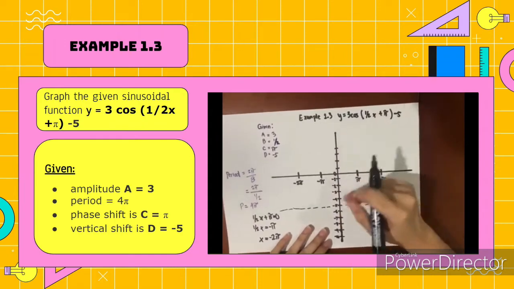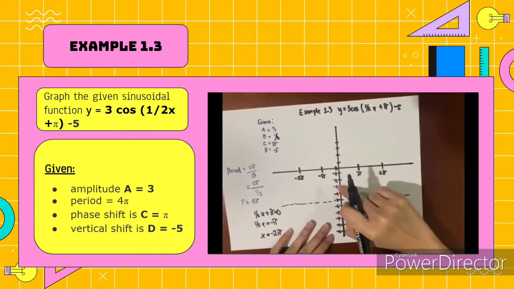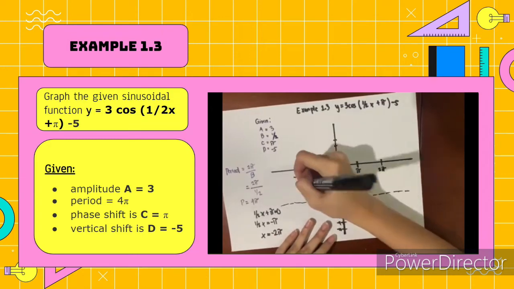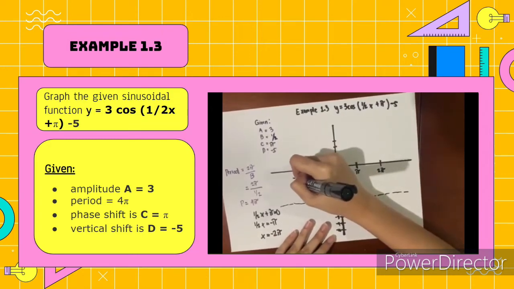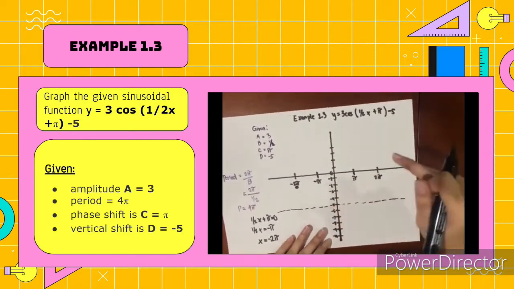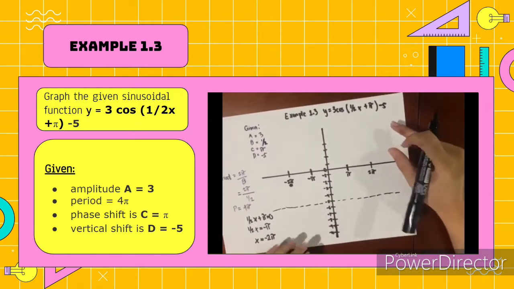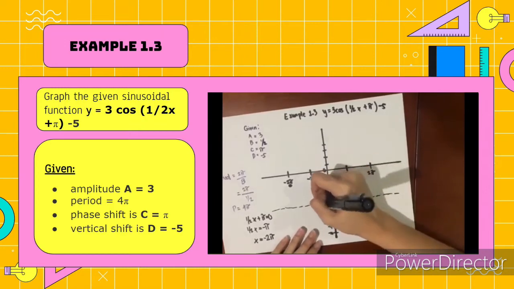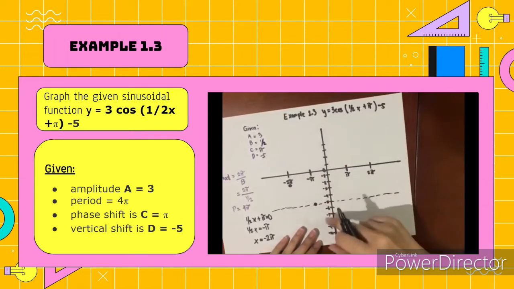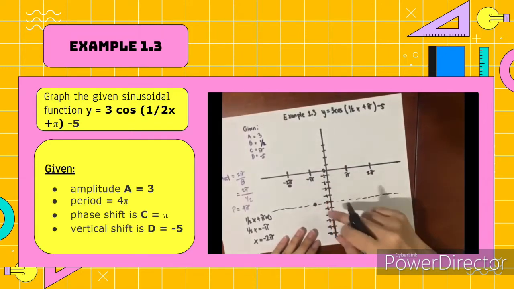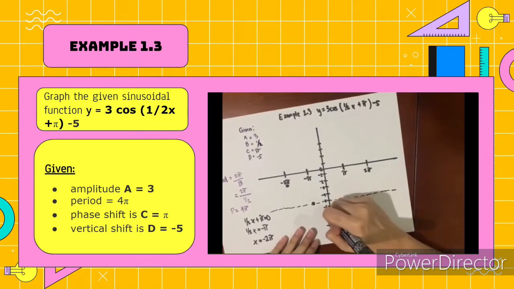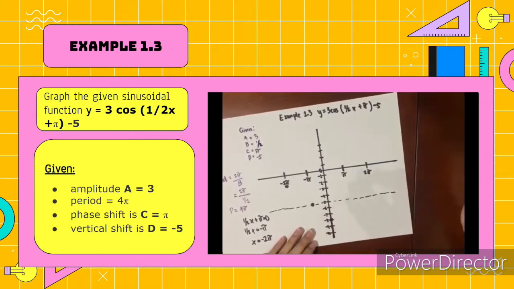Unahin natin pataas. So, negative 5. 1, 2, 3. Kaya negative 2. Ang starting point natin is negative 2, 5. Kaya dito natin nilalagay yung point sa tapat ng negative 2 pi, negative 2. Then, sunod, baba ng 3. Kaya sa midline ulit, sa negative 5. Then, down. Negative 8 ang third point natin.